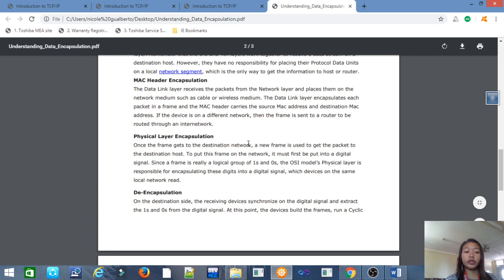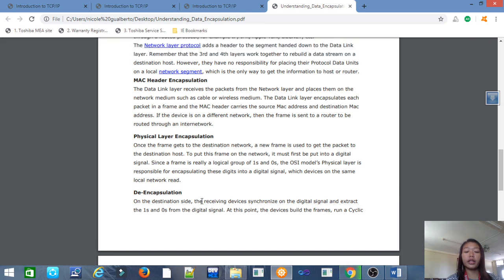Physical layer encapsulation. Once the frame gets to the destination network, a new frame is used to get the packet to the destination host. To put this frame on the network, it must first be put into a digital signal. Since a frame is really a logical group of ones and zeros, the OSI model's physical layer is responsible for encapsulating these digits into a digital signal which is read by devices on the same local network.